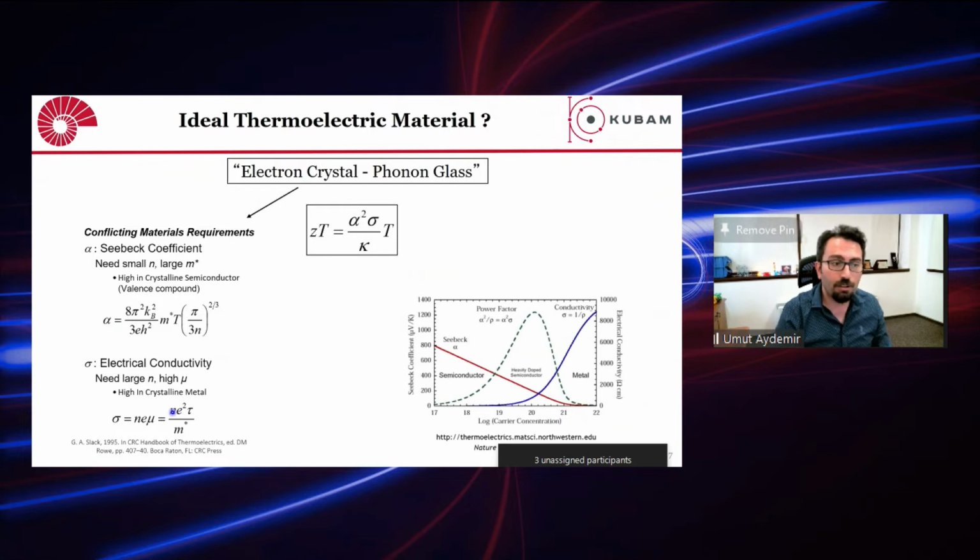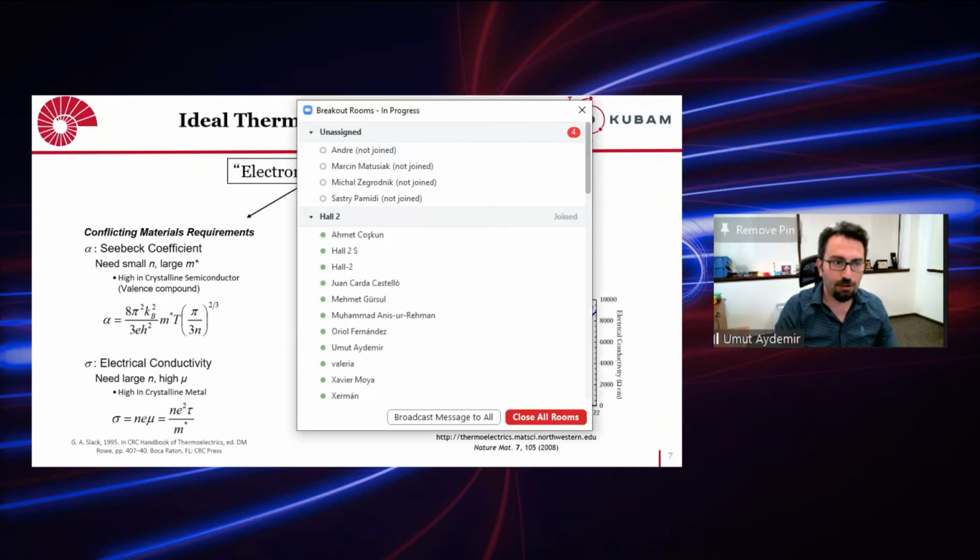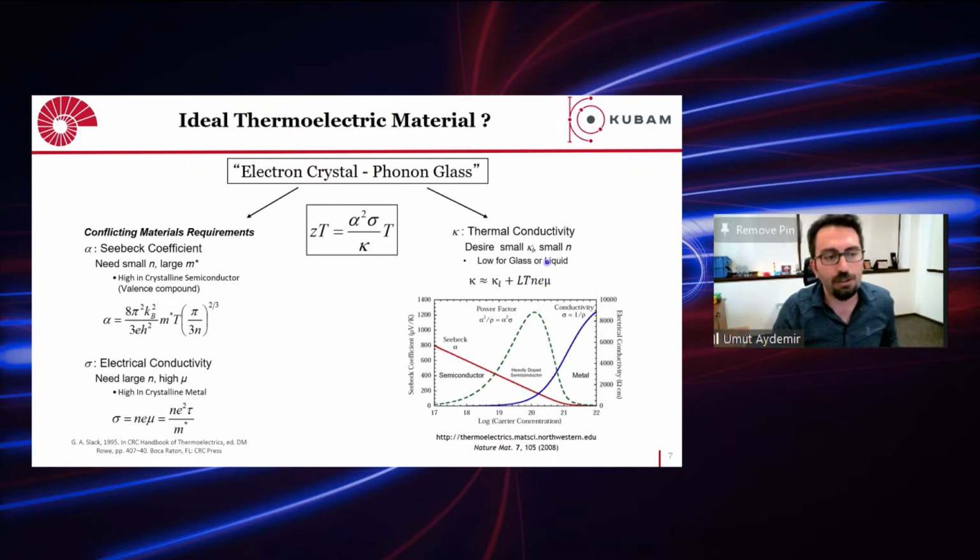So this electronic part, what we call the power factor here, is maximized for materials which we call heavily doped semiconductors, with the carrier concentration in this range. The thermal conductivity consists of both the lattice and the electronic contribution, and you can see that the electronic contribution again depends on the carrier concentration.